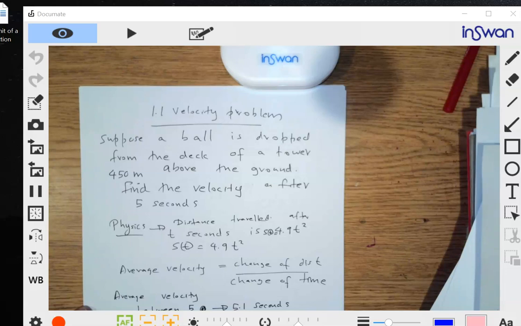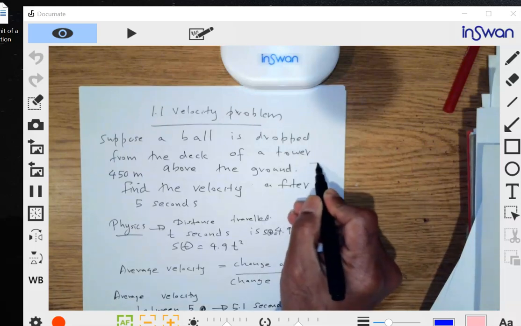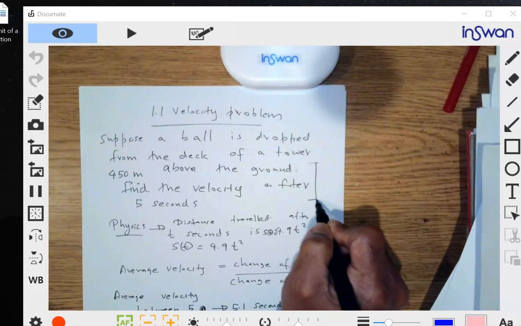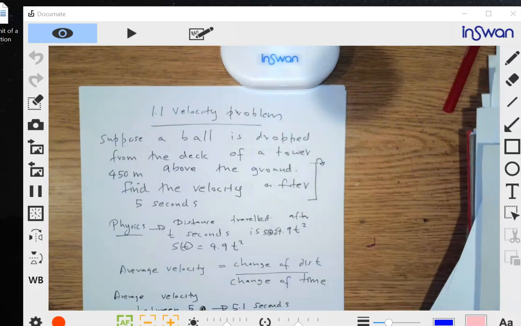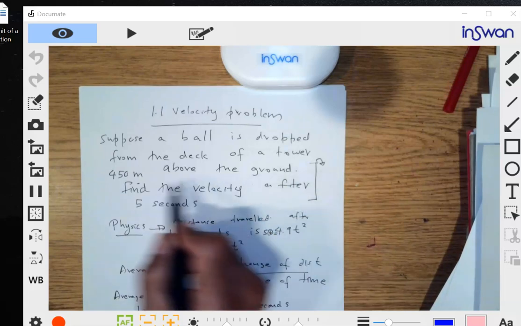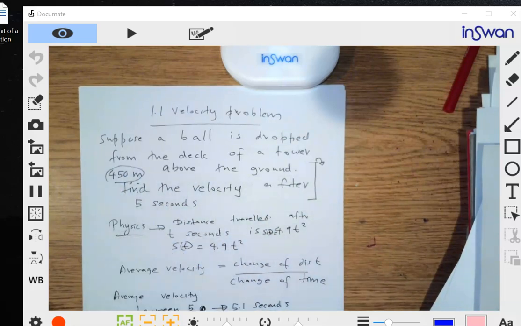Suppose a ball is dropped from the deck of a tower, which is 450 meters above the ground. So we have a tower, right? And from the top of the tower, we are dropping a ball, and the ball is going to fall under gravity, and this is 450 meters above the ground. And they want you to find the velocity after 5 seconds.